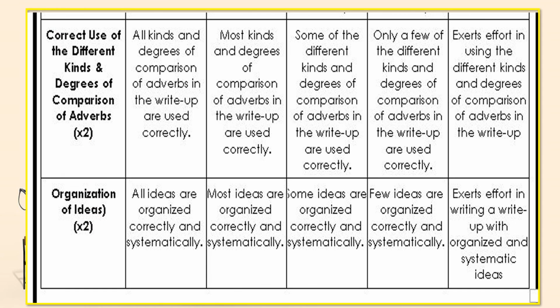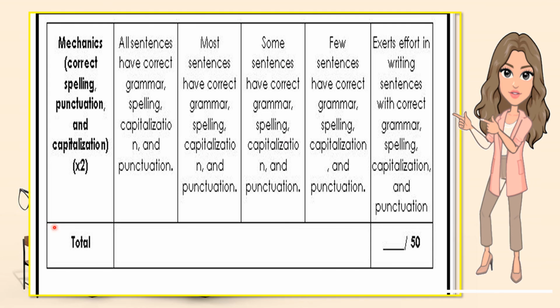Okay, so the last part in our rubric is, of course, your mechanics. So we will be checking your spelling, the correct use of punctuation marks, and your capitalization, since you'll be writing your write-up in sentences, and of course, your grammar. So the total score is obviously 50 points.